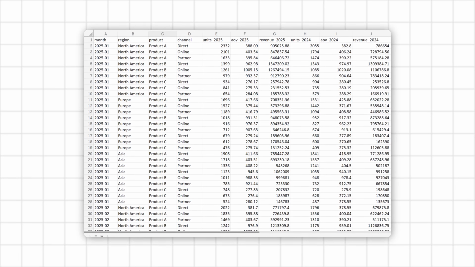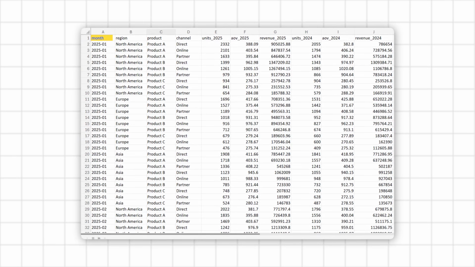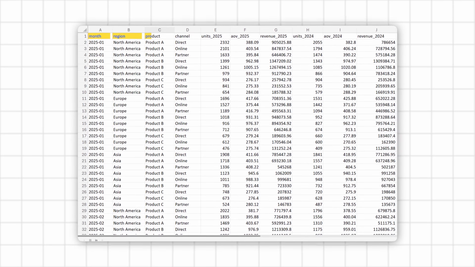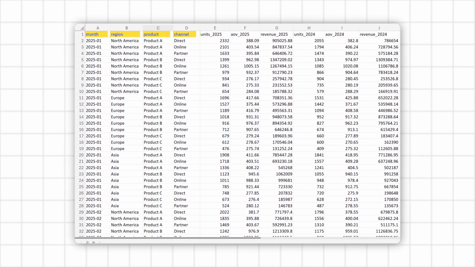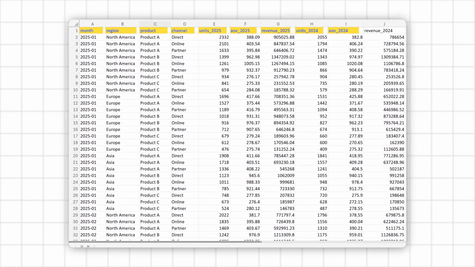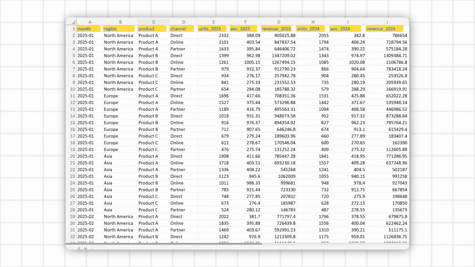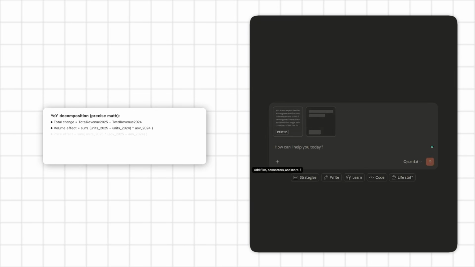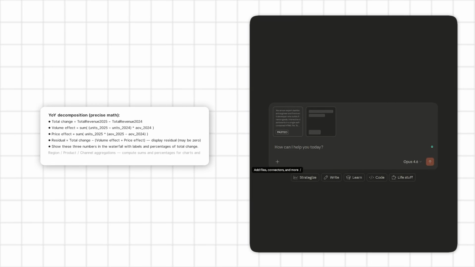Now the data set contains monthly sales data across 2 years, broken out by region, product, and channel, with columns for units sold, average order value, and revenue for both 2024 and 2025. The critical calculation in this prompt is the year-on-year decomposition.